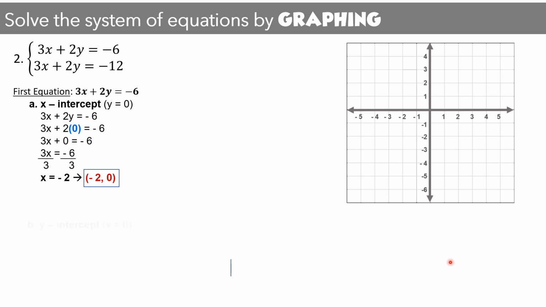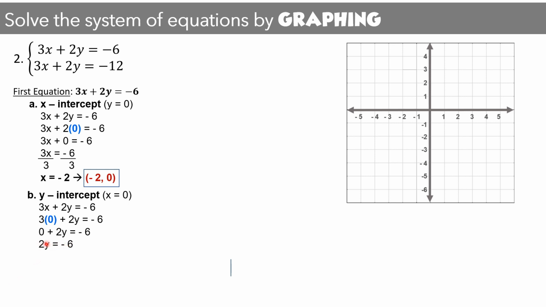Next, y-intercept. Let's make x 0. Same equation, 3x plus 2y equals negative 6. Change the variable x into 0, or just simply cancel out this 3 times 0 since it will also give us 0. So we only have 2y equals negative 6. So we have to leave y alone.